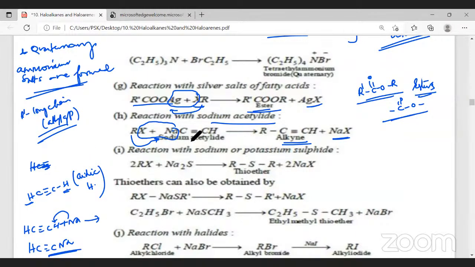You understood what sodium acetylide is? Sodium acetylide is nothing but an alkyne in which the acidic hydrogen is replaced by sodium. Those are called sodium acetylides. In specific, this is otherwise called sodium ethynide because this is ethyne. Now, if you're using propyne, it will be called sodium propynide. Acetylide is a common name, therefore they've named it sodium acetylide. It's a common name, not the IUPAC name.